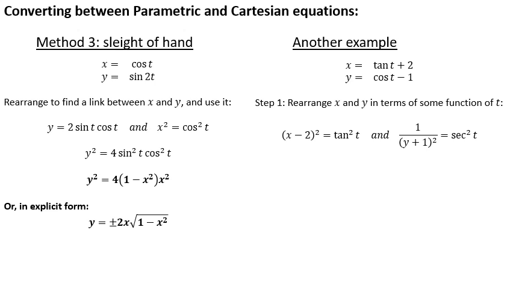If I subtract 2 from both sides of the x equation and then square both sides, I get tan squared t. I do a similar thing for y. I'm going to add 1, I'm going to square both sides, and I'm going to take the reciprocal. That will give me sec squared. And then all I'm doing here is directly substituting those things into this identity. If tan squared t plus 1 is identical to sec squared t, then x minus 2 squared plus 1 must be the same as 1 over y plus 1 squared.